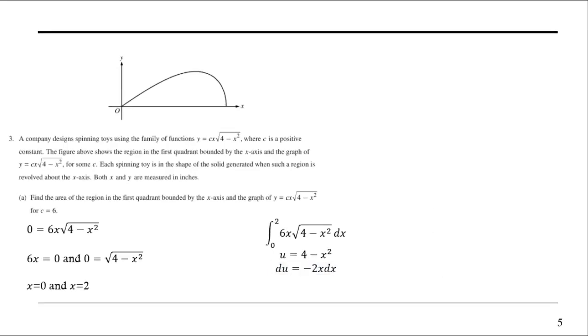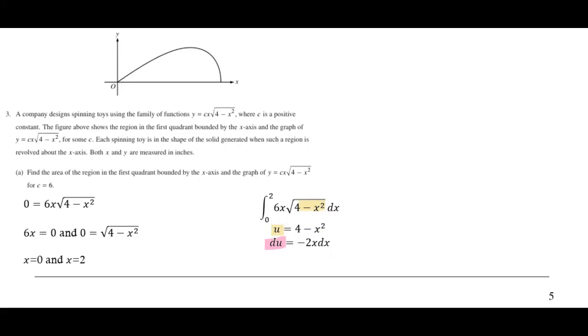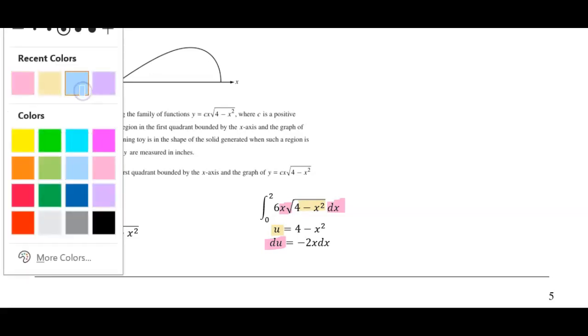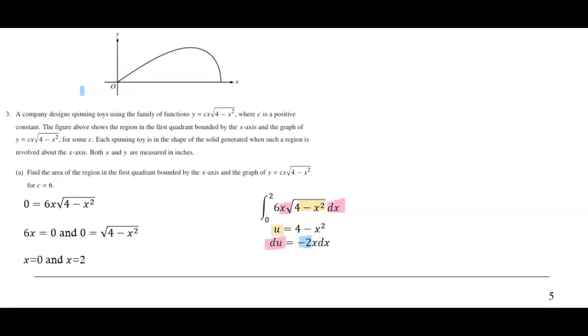All right, so with u being 4 minus x squared, I can replace that 4 minus x squared with u. The du is going to replace that x and my dx. So anything that's not in u and du, I'm going to need to keep. So I'm going to need to keep that 6. I'm also going to need to keep that square root. We also have a negative 2 right here that is not part of our equation, so I'm going to have to get rid of that. And to get rid of the negative 2, I can just multiply by a negative 1/2.